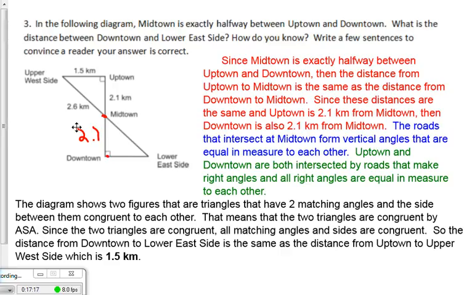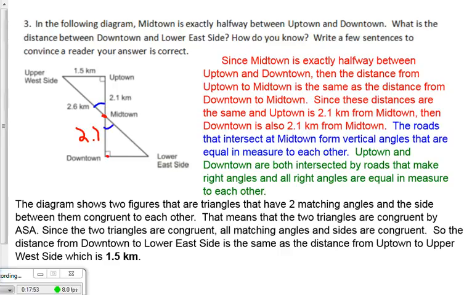Okay, the next sentence, the roads that intersect at Midtown form vertical angles that are equal in measure to each other. So this road comes right through Midtown. This road comes right through Midtown. Smartboard's getting kind of off. And we can see then those two roads intersect and make vertical angles here and here. Those angles have to be equal to each other. So I'm going to get rid of the road pieces on there, and we'll just leave the angles. This angle equals this angle.